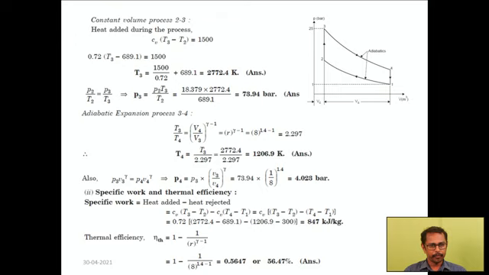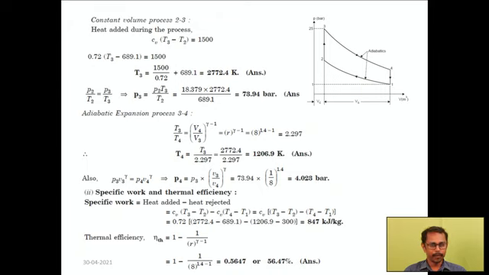And now we are going to find out specific work. So which is nothing but heat added minus heat rejected. So as we discussed in the derivation, heat added is equal to Cv into T3 minus T2, and heat rejected is Cv into T4 minus T1. So now we have to substitute all the temperature values and the specific heat values. We will be able to find out the specific work is equal to 847 kilojoules per kilogram.